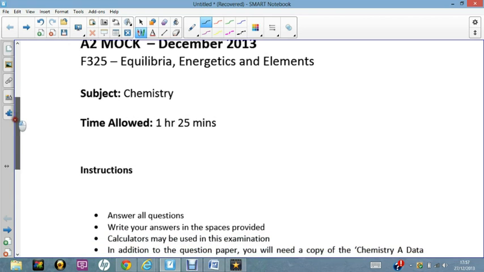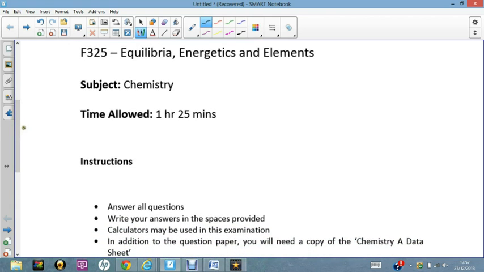Things you should know about this mock are that it's made of past exam questions from various places, not all OCR. Some of them are legacy questions, some of them are from different exam boards. In terms of the level of demand and difficulty, this is around about what you should expect from an F325 paper. The only difference being that we haven't included any transition metal questions, therefore it's a little bit shorter than an actual F325 exam.